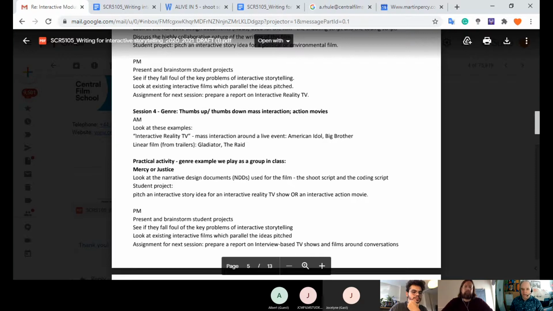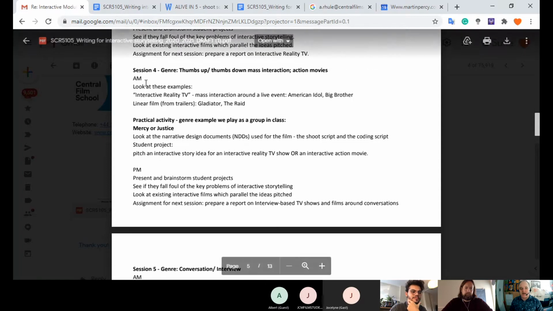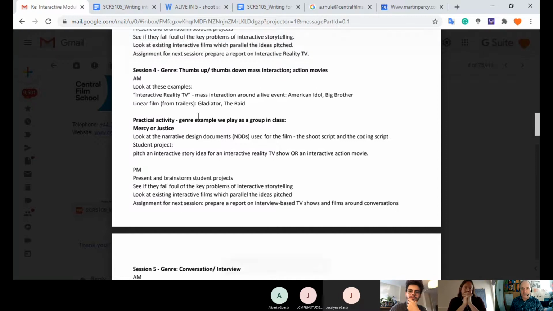gritty popcorn movie genre. Has anyone seen an Indonesian film called The Raid? Yep. Okay, so if you ever wondered what would happen if you made The Raid interactive, I've got the answer for you. So Mercy or Justice is shot literally in the slums of Jakarta and features fighting. So it is as far from, ethically, it is as far as you could possibly get from UAL Climate Emergency Interactive. It's down, it's dirty, it's a popcorn movie, it's a fighting movie, but people enjoy it.